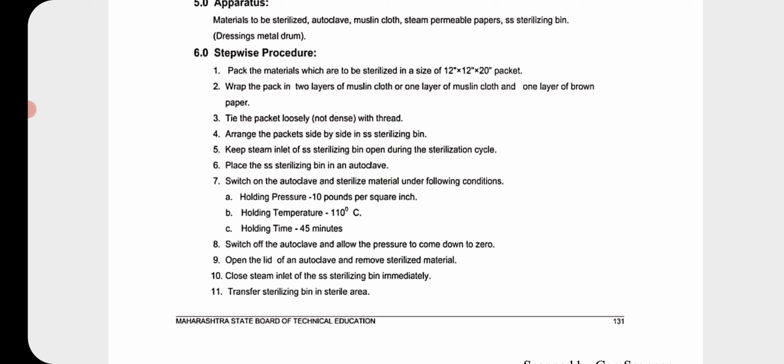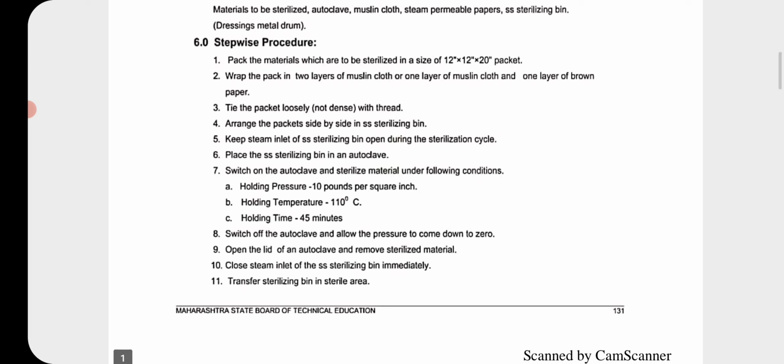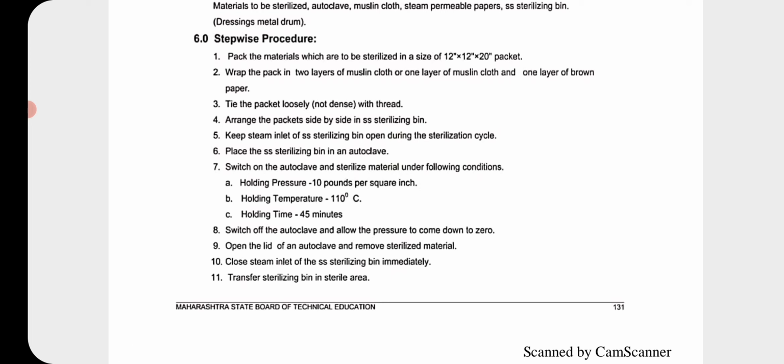Arrange the packets side by side in the sterilizing bin. Keep the steam inlet of the sterilizing bin open during the sterilization cycle. Place the sterilizing bin in the autoclave.